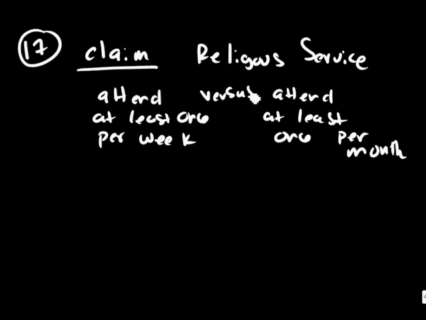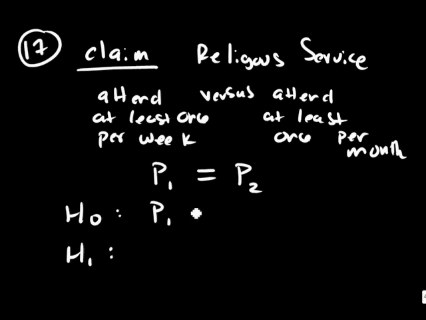So, let's take a look at this. P1 is the same as P2. We set up our hypotheses. P1 equals P2 is the null. P1 not equal to P2 is the alternate. Yet again, we are looking at the alternate hypothesis. I put my eyeball there to demonstrate that we have a not equal here for the alternate, which means we have a two-tailed test.